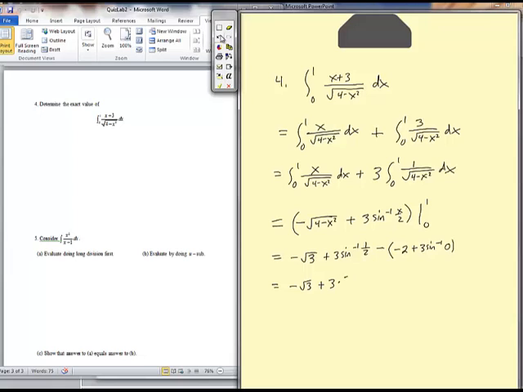So you should get negative square root 3 plus 3 times the inverse sine of 1 half. Inverse sine of 1 half is pi over 6. And then you have plus 2. And inverse sine of 0 is 0, so 3 times 0 is 0. So the final answer is negative square root 3 plus pi over 2 plus 2.